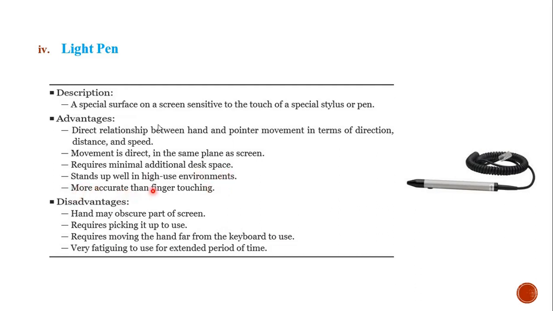It's more accurate than finger touching. Disadvantage is hand may obscure part of screen. So sometimes your hand may be touched with a different area on the screen, okay, while using this kind of pen. So you have to be very careful while using these kinds of pen, because your hand should not be touched to the screen while interacting with this light pen.